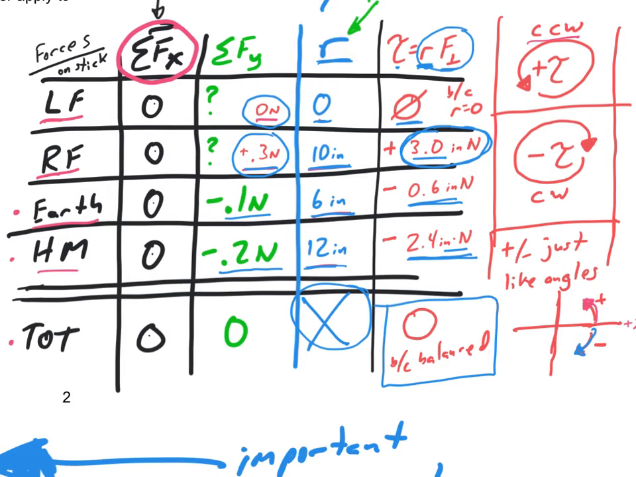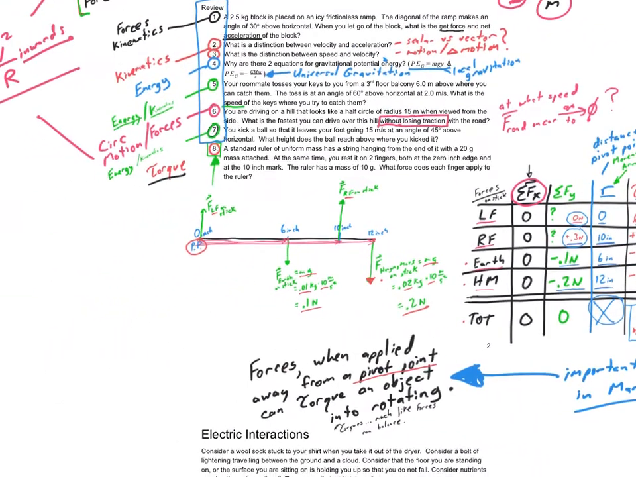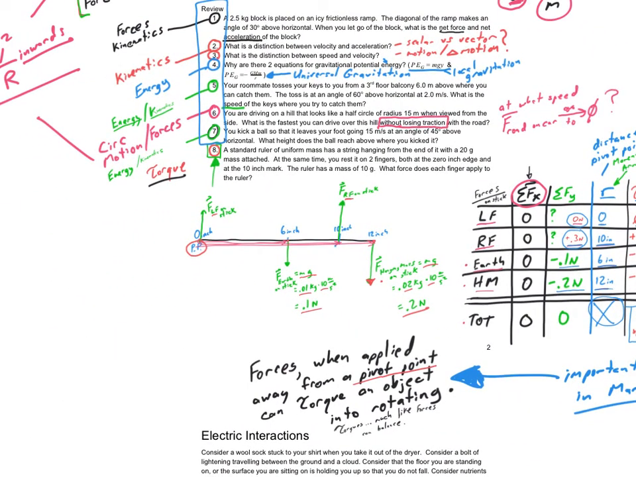Okay, so you can actually do this problem by putting your finger here and letting the weight of the stick on the left and the weight of the hanging mass on the right balance each other out. And that's how that works out.